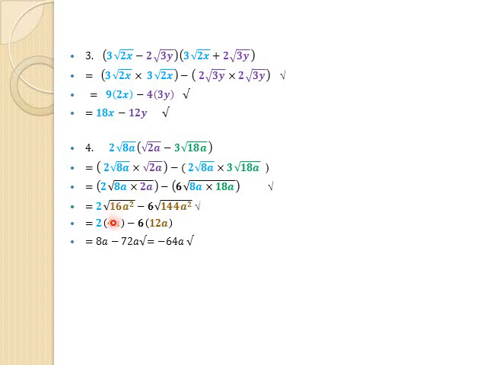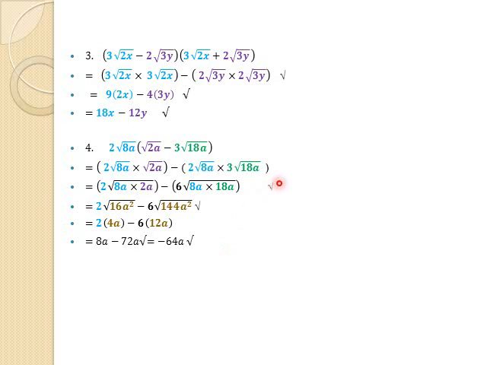Square root of 16, 4, square root of a squared, a. My 2 simply stays. Square root of 144, 12. Square root of a squared, simply a. 2 times 4a would give me 8a. Minus 6 times 12a would give me negative 72a. Negative 72a plus 8a then would give me negative 64a. So hope you follow so far.